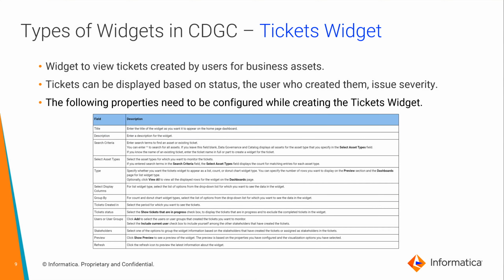The next type of widget that we are going to take a look into is going to be the tickets widget. Now in CDGC, when you create a workflow for business assets, tickets would be created for creation of an asset or modification of the asset. The ticket has various statuses like resolved, pending, and these are assigned to the stakeholders of the business assets.